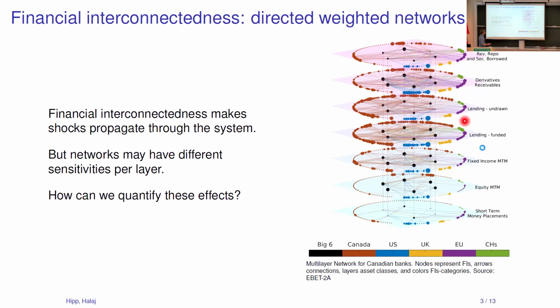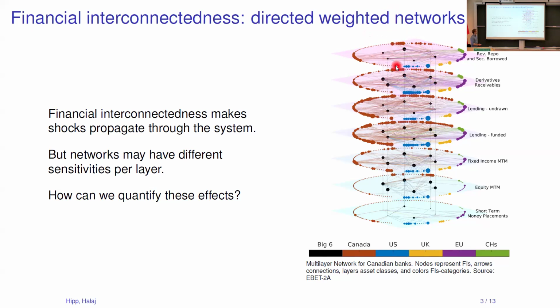So what we have here is a multi-layer network graph that we will later nest into a network regression. Each layer here is one asset type, and each of the nodes here is one financial institution. The center institutions here in black are the big 6 banks in Canada. They report to OSFI, that's the EBT2A. And all the outer circles are financial institutions, either in red in Canada or blue in the US and so on.